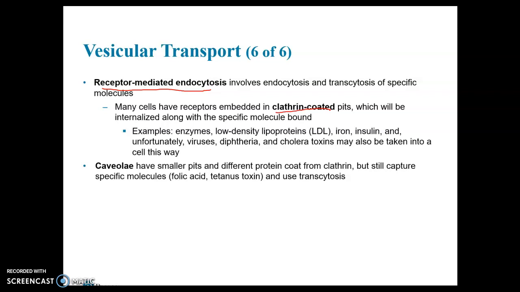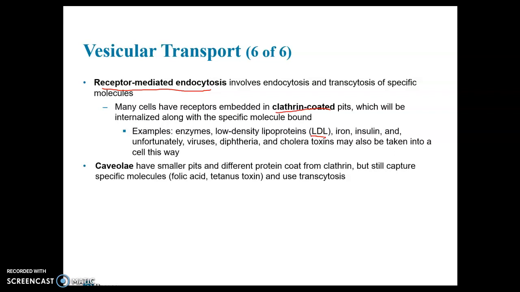examples would be enzymes. A good example that I always hear about is LDLs, or low-density lipoproteins. That's the type of cholesterol that we call the bad cholesterol, low-density lipoproteins, or LDLs. Other substances are iron, insulin, viruses, diphtheria, and cholera toxins can come into the cell this way, and the cell has specific receptors that bind to these substances.